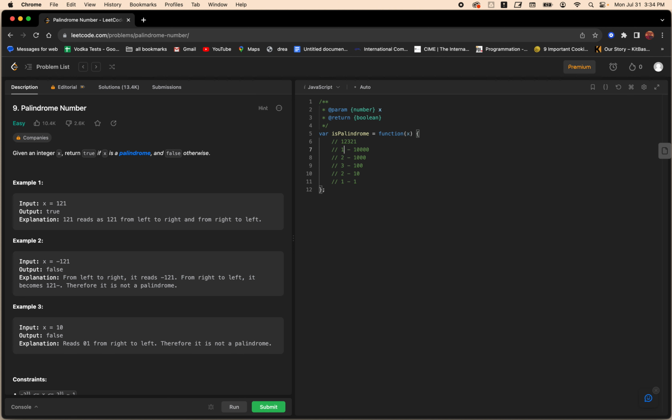So the reason that we know that this is a palindrome is because the largest place and the smallest place are the same. Then the next largest place and the next smallest place. This is, in math person language, a power of 10.